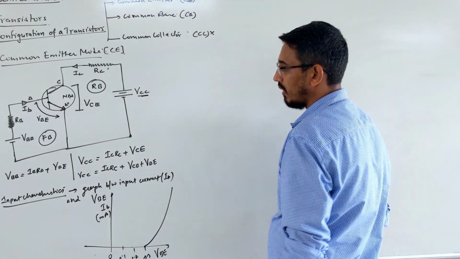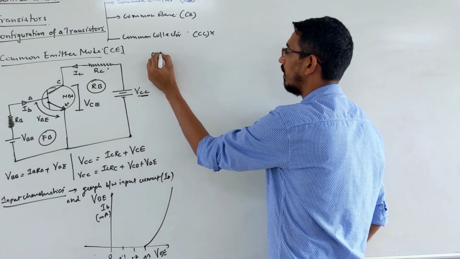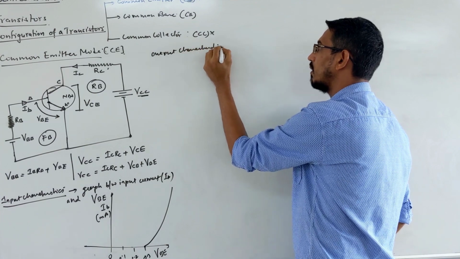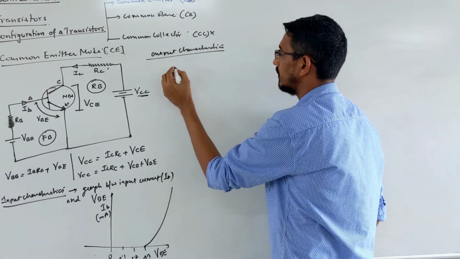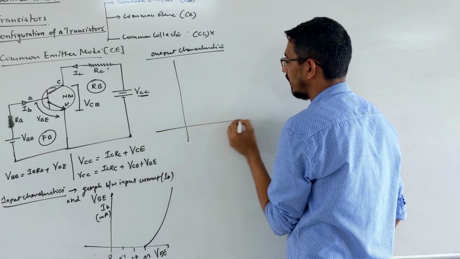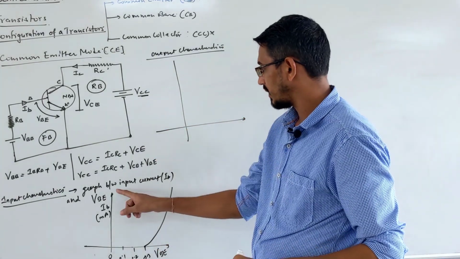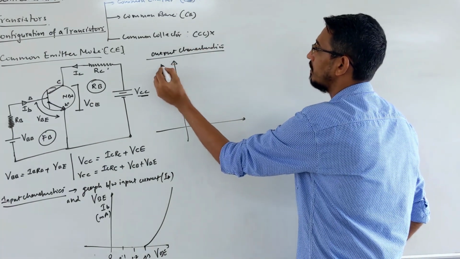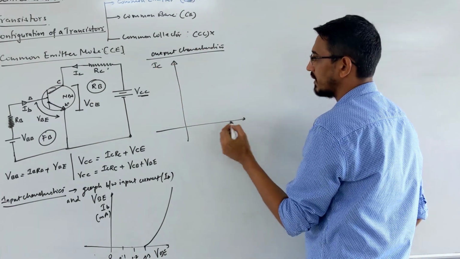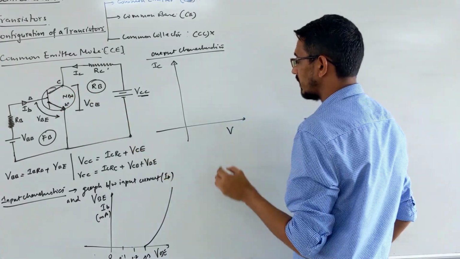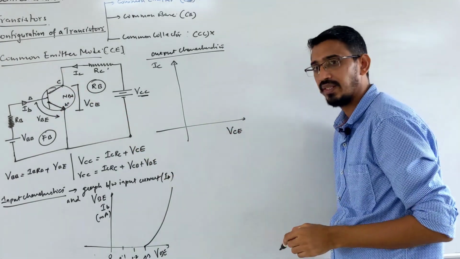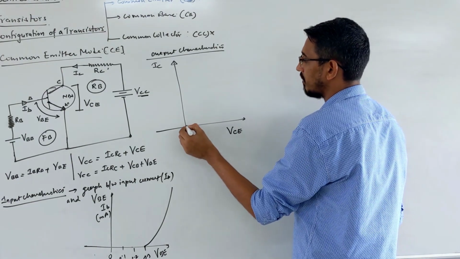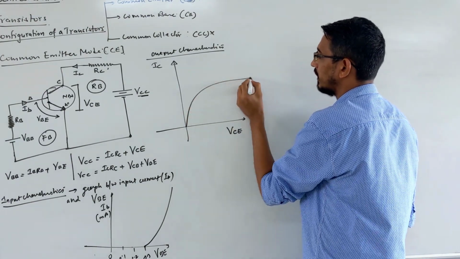Same way you can draw an output characteristic also. So output characteristic, let's draw. Same definition, it will be a graph between output current versus output junction voltage. So it's a graph between IC versus this voltage, which we call VCE, right? Okay, so if you want to draw this graph, how will it look? The graph starts from here, like this type of graph.